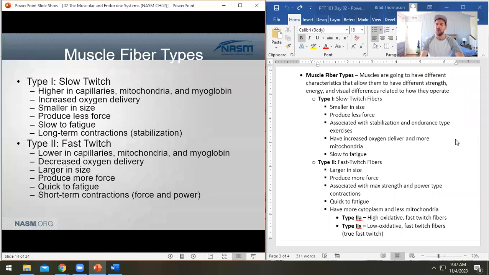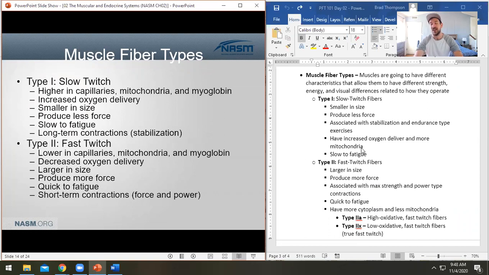Okay, so let's zoom out. Let's stop talking about cells. Let's zoom all the way out and talk about how our muscles actually work. Well, before we look at how they work, we need to talk about what they look like. So you've got different types of muscles, right?